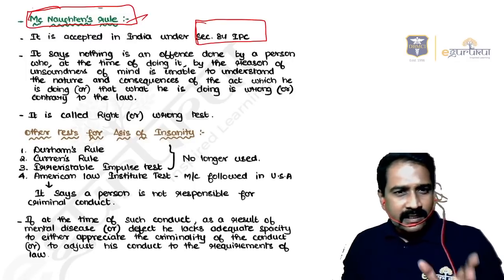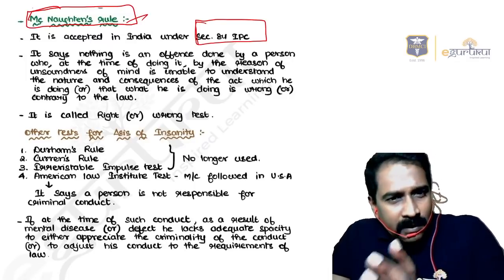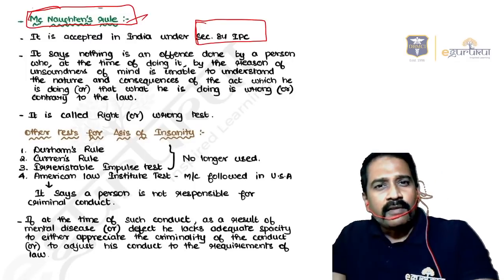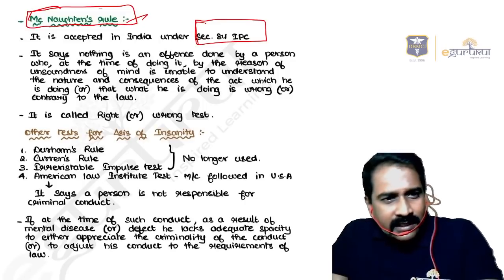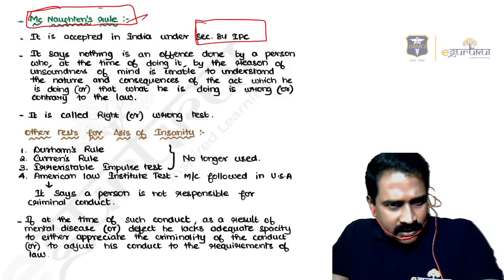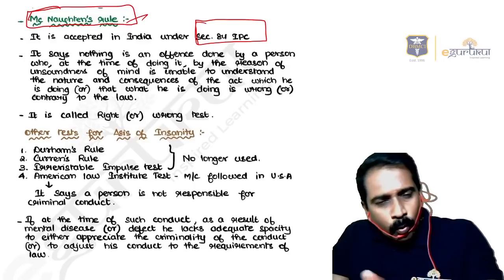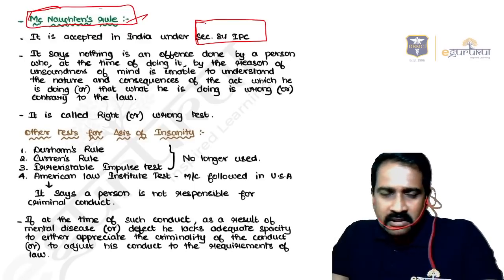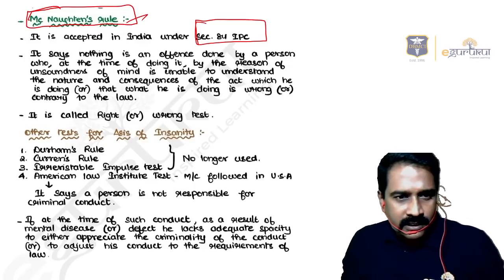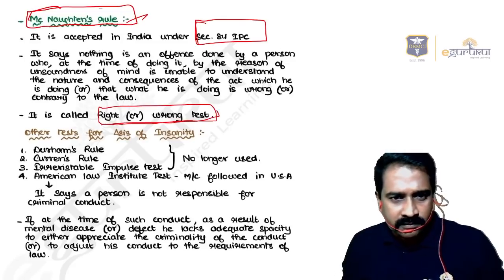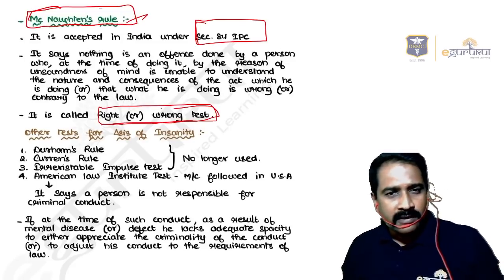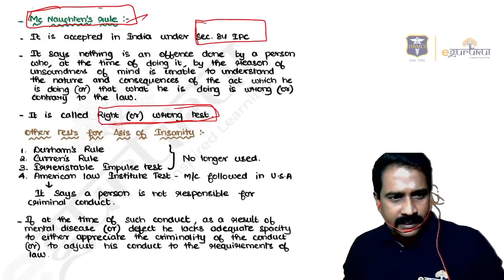It says nothing is an offense done by a person who, at the time of doing it, by reason of unsoundness of mind, is unable to understand the nature and consequences of the act he is doing, or that what he is doing is wrong or contrary to the law. So this is also called the right or wrong test. It's also a question for us: M'Naghten's rule, under Section 84 IPC, is the right and wrong test.